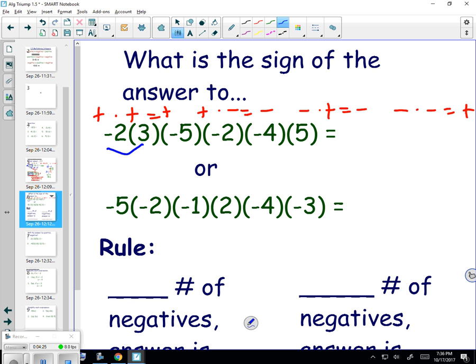So let's look at our pattern. Negative times positive is negative. Now, we're going to multiply in our negative 5. Negative times negative is positive. Now we're going to multiply in our negative 2. Positive times negative is negative. Now we're going to multiply in our negative 4. Negative times negative is positive. Finally, we're going to multiply in our positive 5. A positive times a positive is positive. Our answer would be positive. I don't care what the answer is, just that it would be positive.